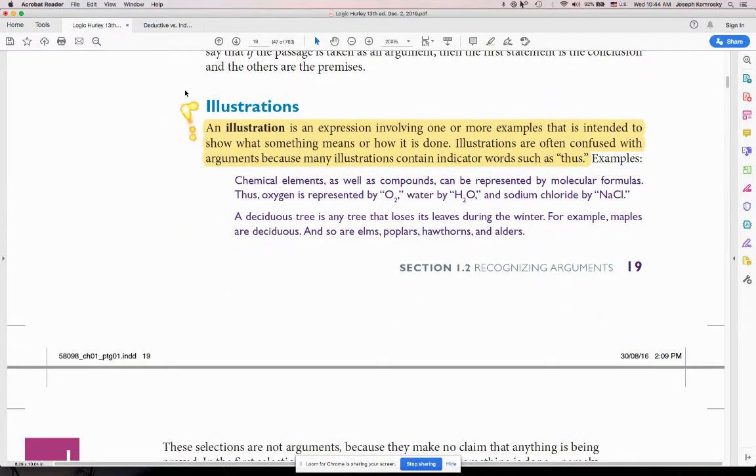Illustration. Illustration is tricky because it could contain the word thus, right? And if you go back to the earlier section 1.1, thus is a conclusion indicating word. So you might see the word thus in your homework and go, oh, it's an argument, right? Because remember, in your homework, you're not just going to have non-argument forms. You're actually going to have arguments in there. And if you see the word thus and you think, oh, it's an argument, I'm done. But it could be an illustration. Okay, so that's the trick.